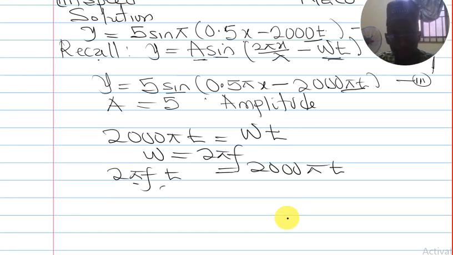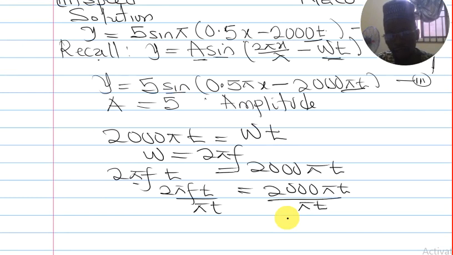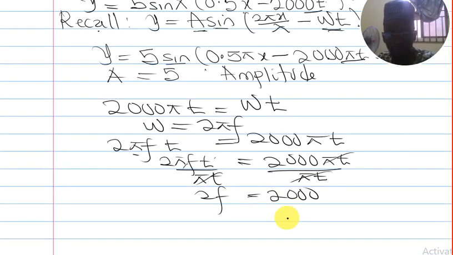Now I can divide both sides by pi t, okay? So everything step by step. Pi t equals 2000 pi t, right? Now this one vanishes, this one also vanishes. We have 2f equal to 2000, right? Now dividing both sides by 2, we have my frequency to be 1000 hertz. Okay, so this is my answer.